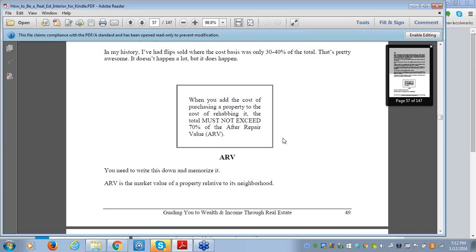Now, under no circumstances should you ever spend more than 70% on that property. In other words, if you're buying a property and you believe it would sell for $200,000 when you're all done remodeling, that's after repair value when the remodeling is complete, you should not spend more than 70% of $200,000. So in other words, you should not spend more than $140,000 if you're going to flip a $200,000 property. All right, and we'll get into that a little bit more. I just want you to write down that magic number is 70%. Your cost basis should not exceed 70% of the after repair value of a property.